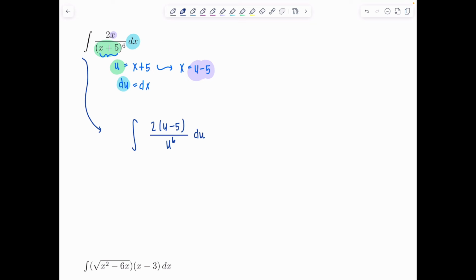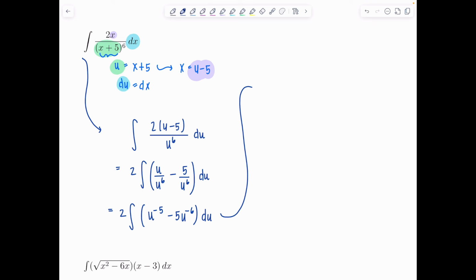Okay. From here, I would take the 2 out. And then you have u minus 5 over u to the 6th. So let's split the denominator, u over u to the 6th minus 5 over u to the 6th du. And then simplify so we can anti-differentiate. So u over u to the 6th, that's u to the negative 5th minus 5u to the negative 6th du. Good? Okay, the 2 stays out there.